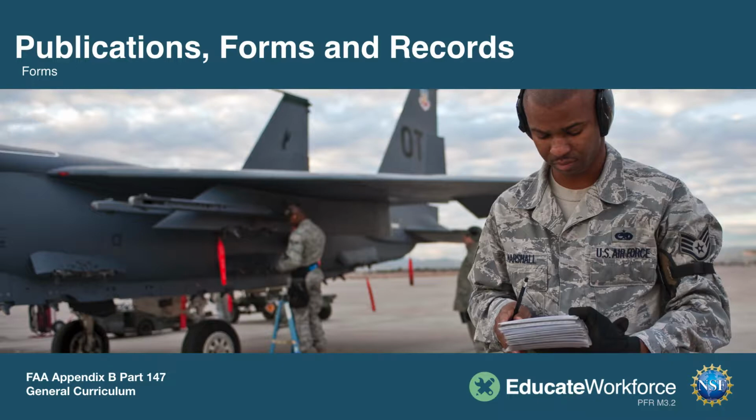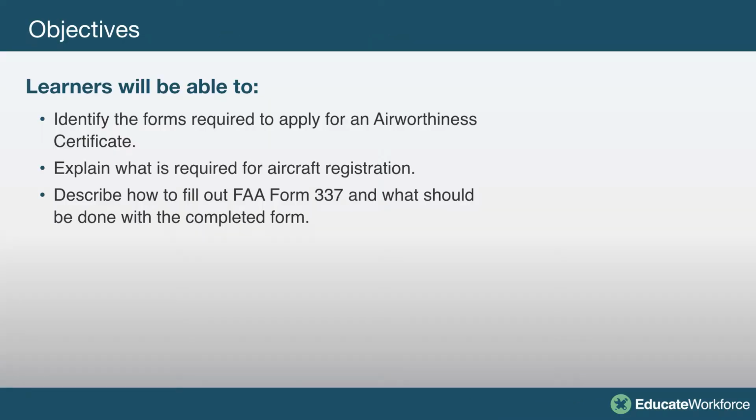Publications, Forms, and Records, Module 3.2. The objectives. Learners will be able to identify the forms required to apply for an airworthiness certificate, explain what is required for aircraft registration, and describe how to fill out an FAA Form 337 and what should be done with it once the form is completed.